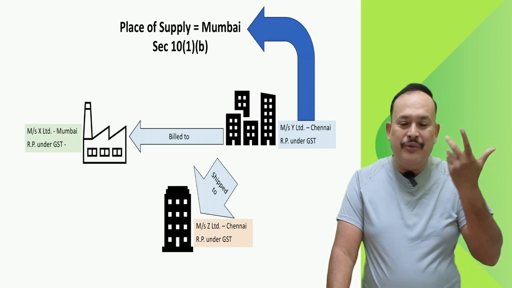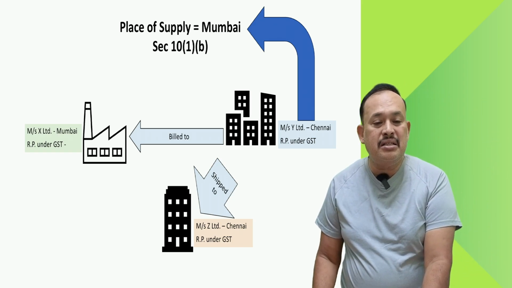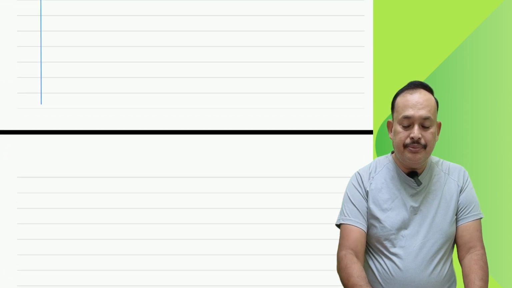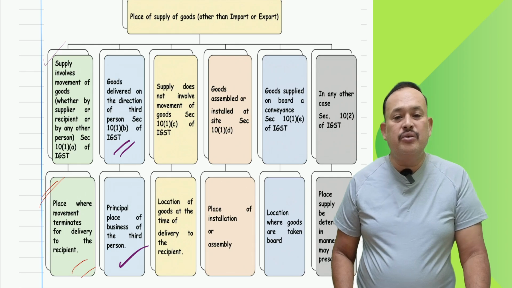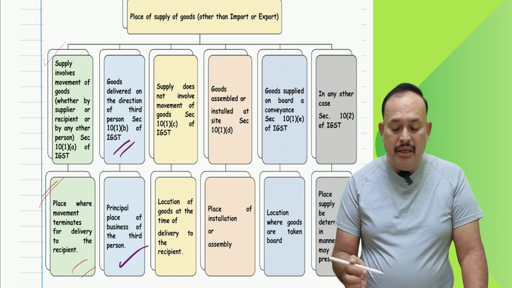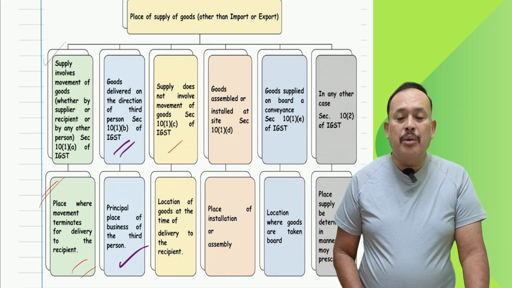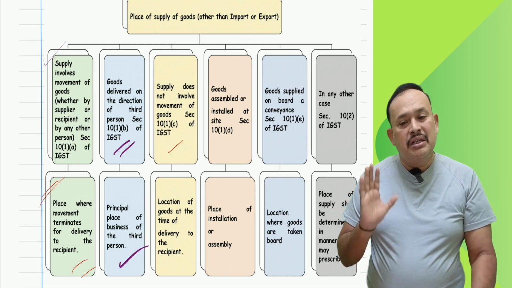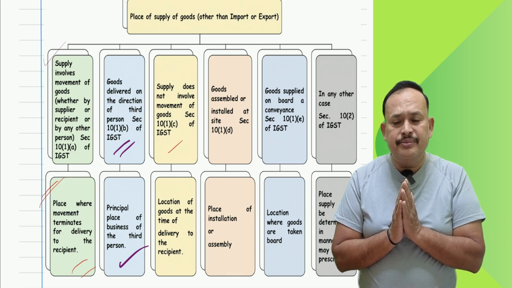So, furthermore, referring to section 10, subsection 1, clause C. A case like this. Section 10, subsection 1, clause C. Supply does not involve movement of the goods. Supply taking place without movement of the goods. Well possible.